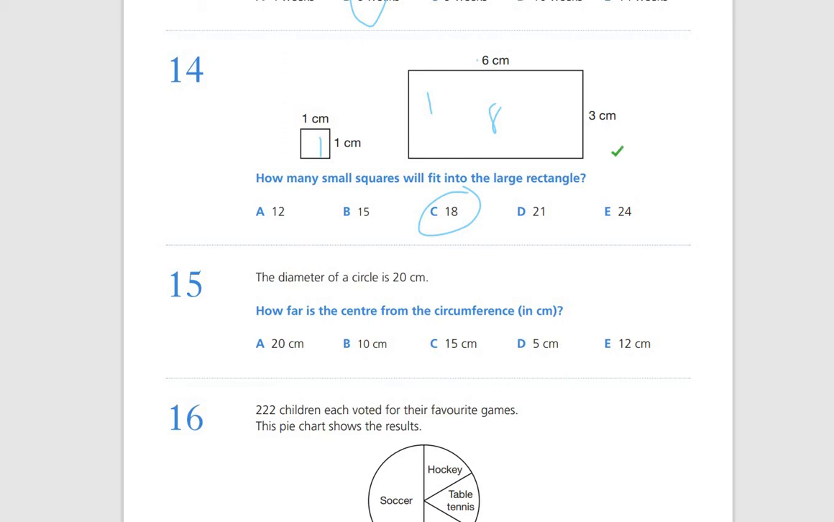Anyway, the diameter of a circle is 20 centimeters. How far is the centre from the circumference? Just to tell you, the diameter is the line in the middle of the circle, and the circumference is basically the perimeter. If the diameter of a circle is 20 centimeters, half of it, which is the radius, will be 10 centimeters. And the radius is basically how far from the centre to the circumference.